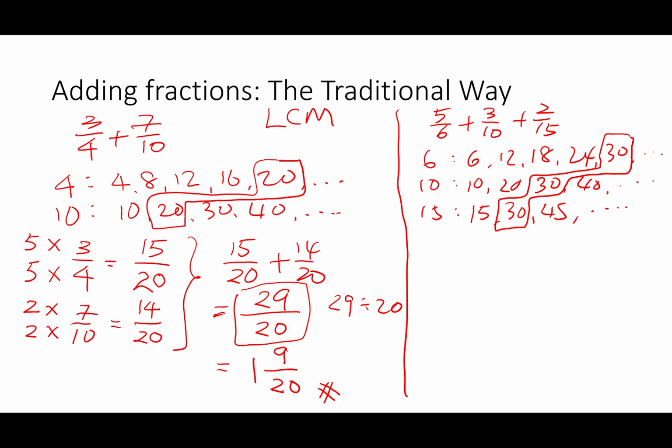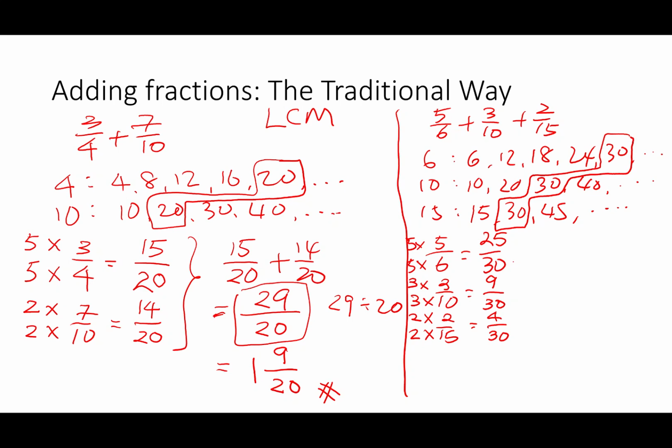Next, we need to convert the fractions into fractions with a denominator of 30. So 5 over 6 converted to 30 is equivalent to multiplying by 5. We need to multiply the numerator by 5 as well, so that gives us 25. 3 over 10 converted into 30 is equivalent to multiplying by 3, and similarly the numerator will be multiplied by 3. That gives us 9. And the last fraction, converted into 30, is equivalent to multiplying by 2. So that gives us 4 over 30.